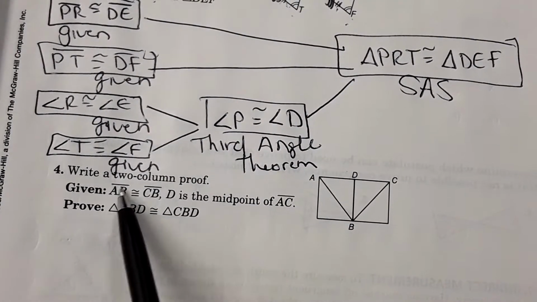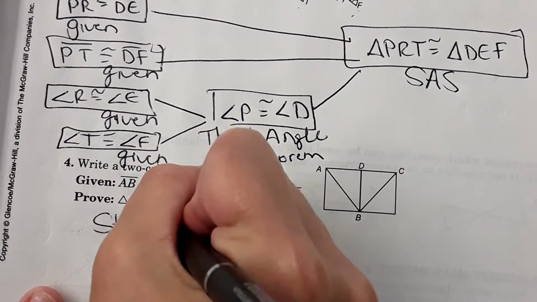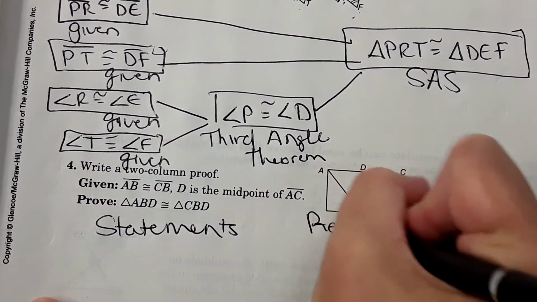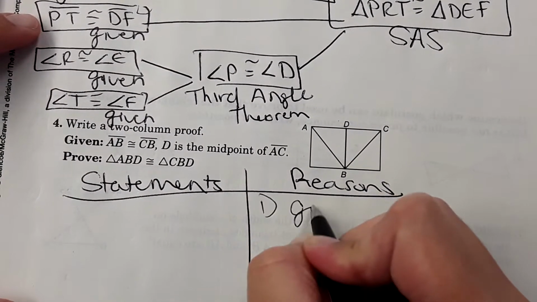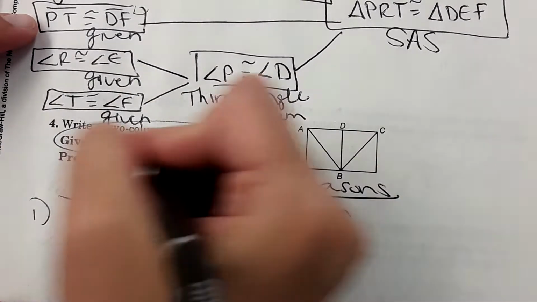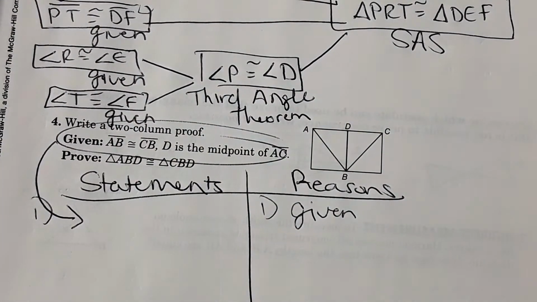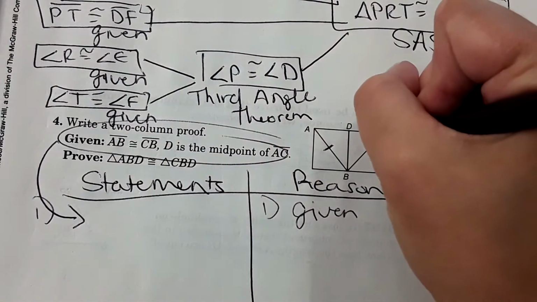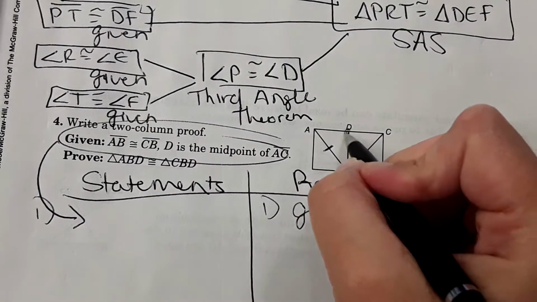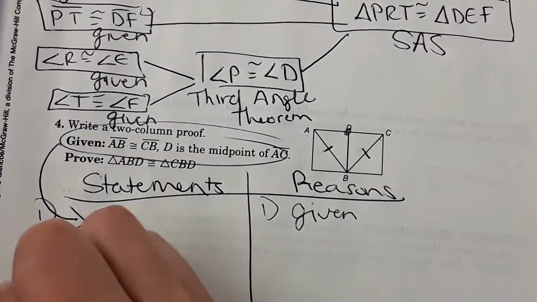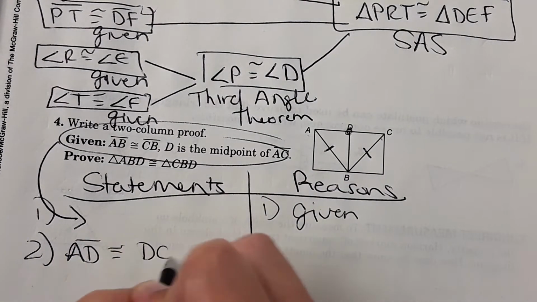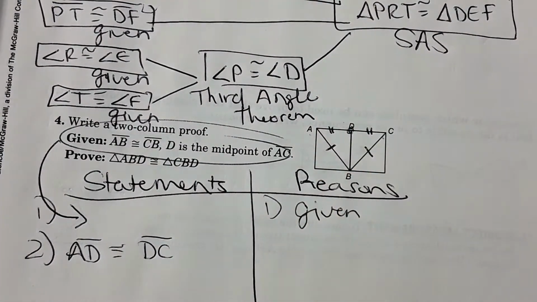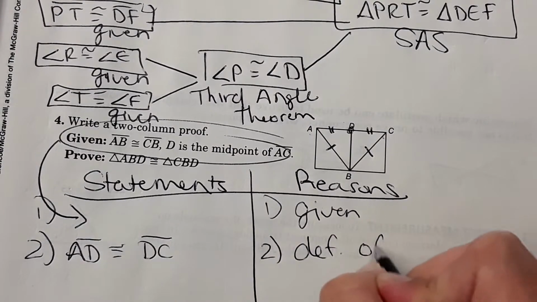So 4, write a 2-column proof for this. Statements, reasons. Of course, start with the given. We're not going to write the given, we're just going to draw an arrow. Let's see what the given says. The given says that AB is congruent to CB. It also says that D is the midpoint of AC here. Well, if D is the midpoint, then segment AD must be congruent to DC. That's the definition of midpoint.